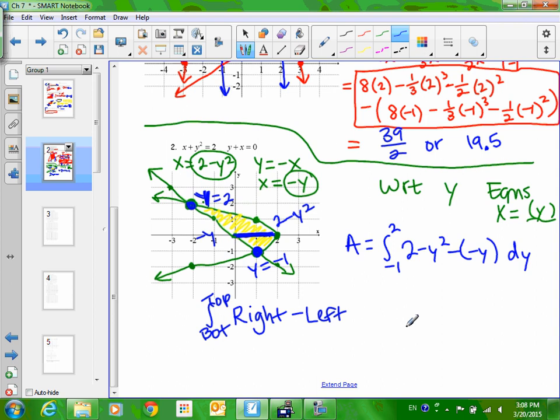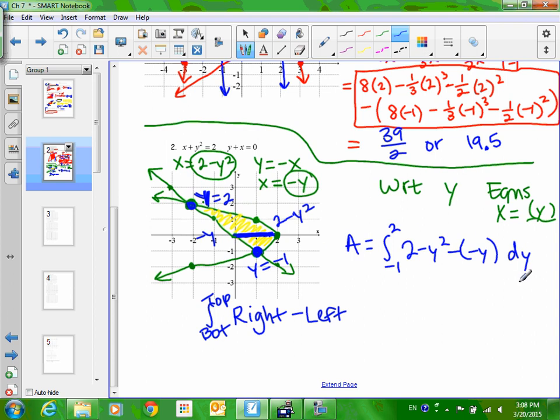For those of you that just like rules, or you're more analytical than visual, notice that everything is in terms of y. The bounds are the y values. The expressions here are in terms of y. And we have a dy. Everything is in y and not x.